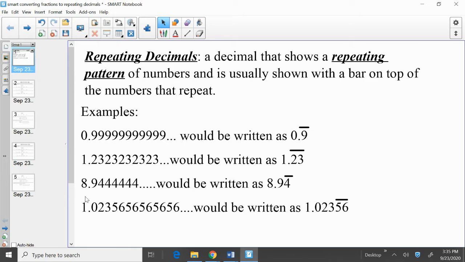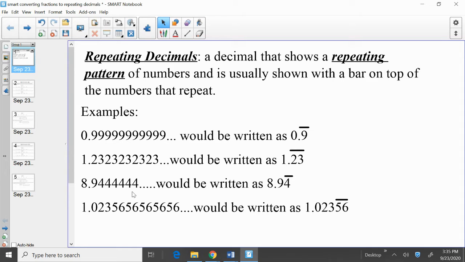Moving on to the next example, 8.9444444 would be written as 8.94 with a line only over the 4, because as you notice, only the 4 repeats. The 8 doesn't repeat, the 9 does not repeat, so there's no line over the 8 or the 9, but there's a line over the 4 because the 4 repeats.